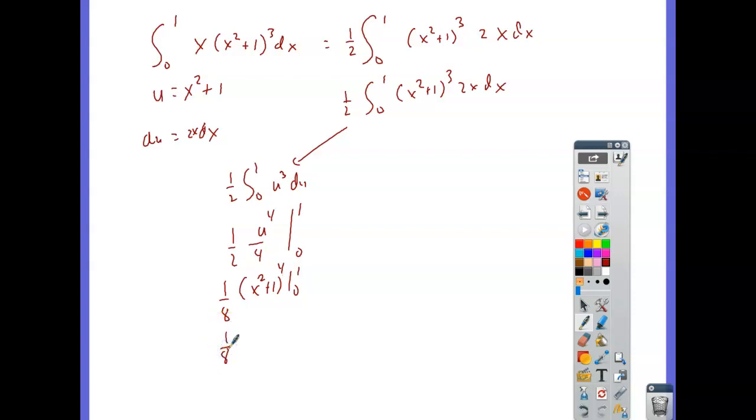So then I'm going to plug in a 0, and I get 1/8. I plug in a 1, and I get 2, 4, 8, 16. Minus, sorry, I plugged in the 0 first. So 2 minus 1/8. Does that make sense?